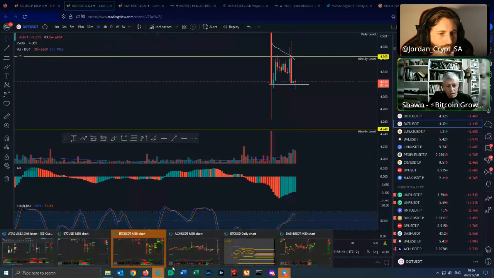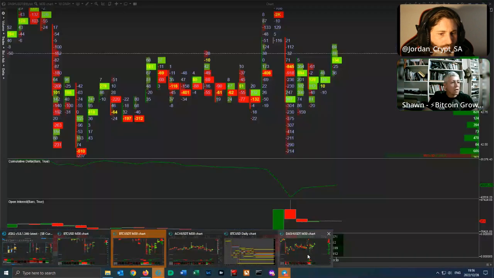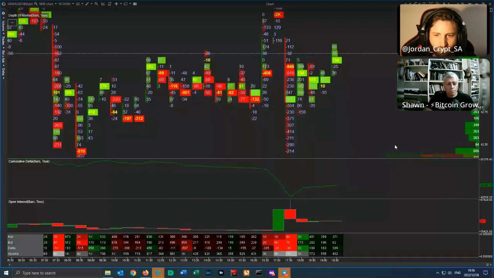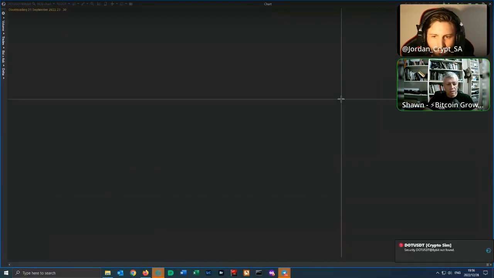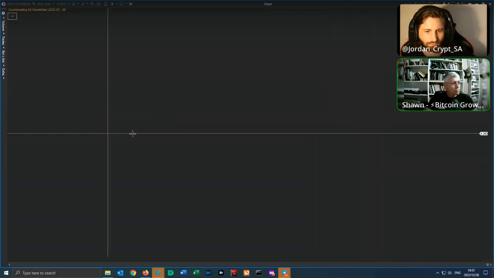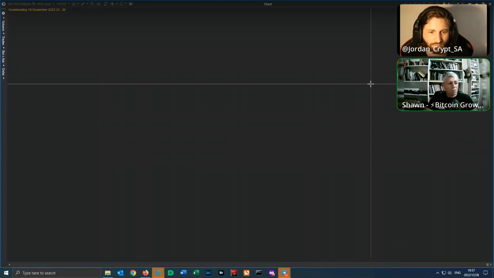Okay, I've actually been trading Dash quite a lot lately as well. Let's have a look at DOT. I just want to see if I can see any CVD divergence on DOT and see what's happening in the candles. Okay, it's just taking a while to download the data.